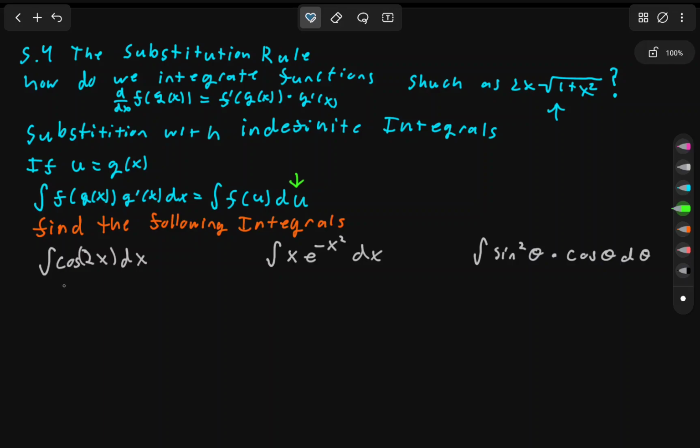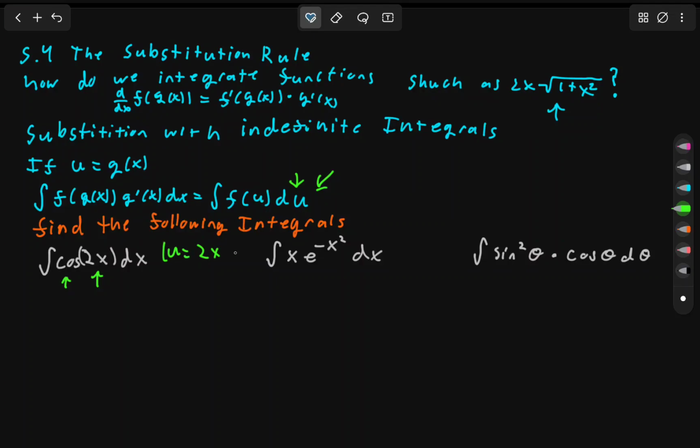So here we have our outside function and our inside function. So we're going to say u is equal to 2x. But now we have to find the differential du in order for our substitution to take place. As if we were just to put this u in here, we'd be integrating cosine of u, but with respect to x. For reasons we are going to show much later on, we can't do that. So what we're going to do is find a way to find du.